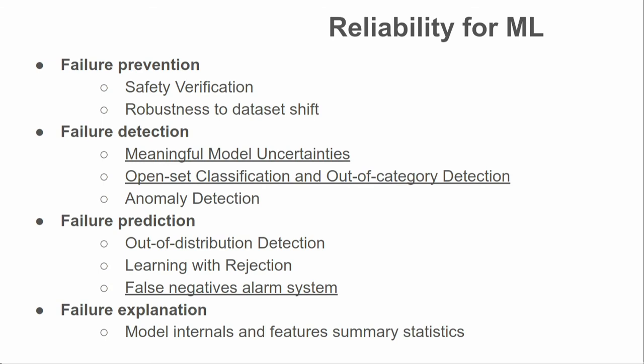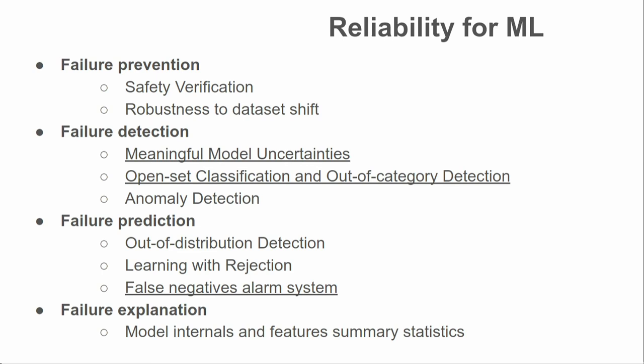Okay, so let's go back to our reliability for deep learning and the parallel with the physical assets. We need to do failure prevention, we need failure detection, we need failure prediction, and we need failure explanation. There's already research happening in these areas. So the first one is safety verification for deep learning, robustness to dataset shift. People are talking about this, and there's work on this. For failure detection, we have meaningful work on reducing uncertainty. So you can detect a failure when the model tells you, this is my prediction, but I'm not sure about it. Here, that's a clue that there might be a problem there.